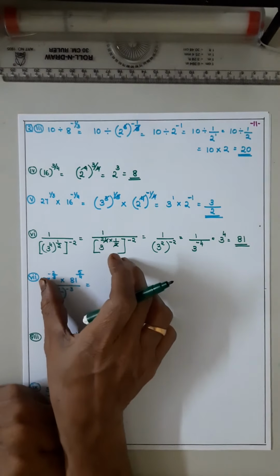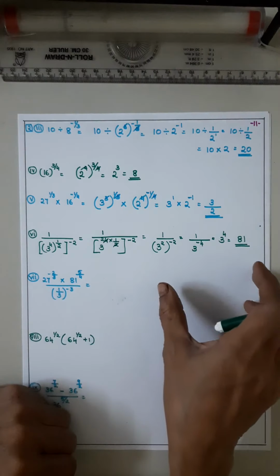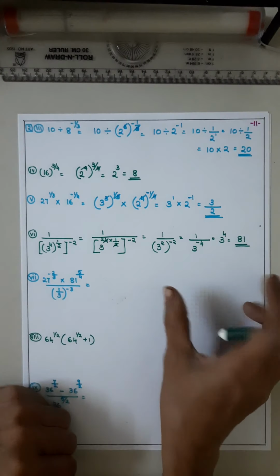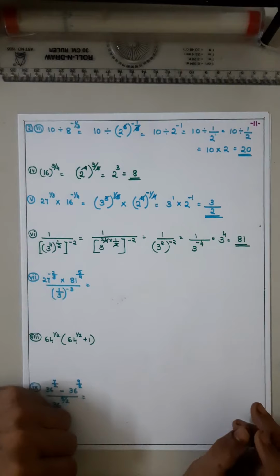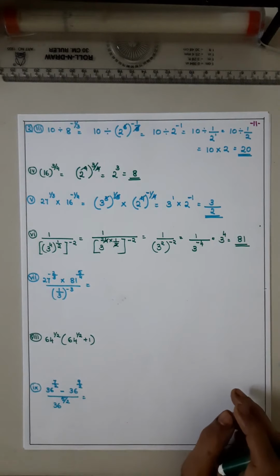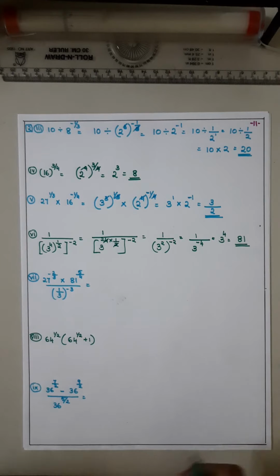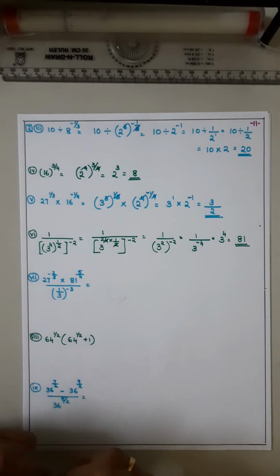So 3 3s are 9, that is 3 to the power 2, isn't it? So multiply like that. Otherwise, 3 3s are 9, 9 3s are 27, 27 3s are 81. Okay, now coming to the seventh sum.